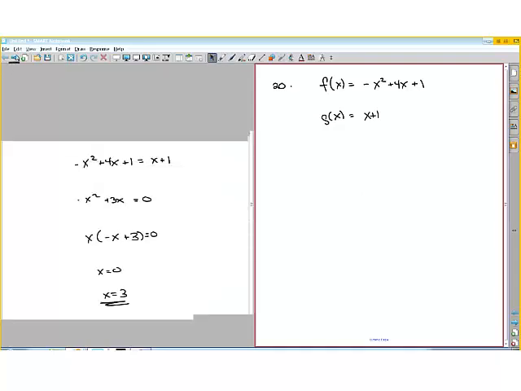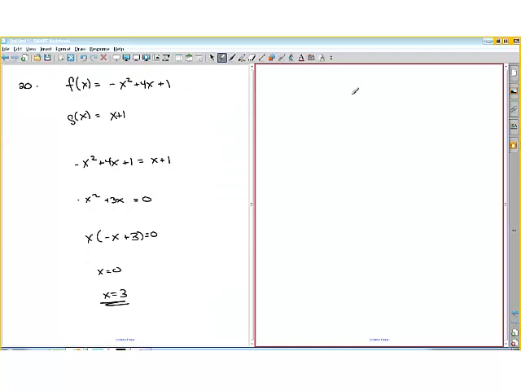So what we can do is we can set the integral. So the area is the integral from x equals 0 to x equals 3 of, the upper function is the polynomial, and the lower function is the line.